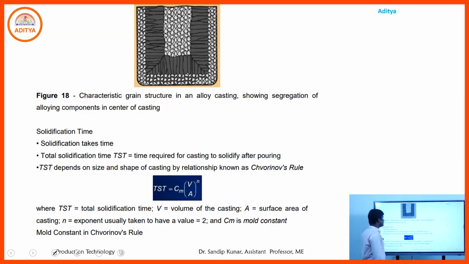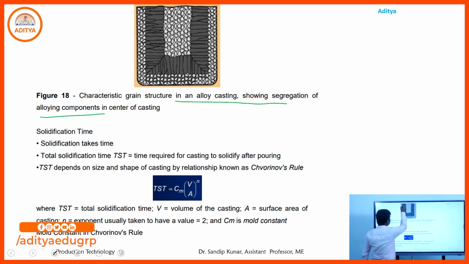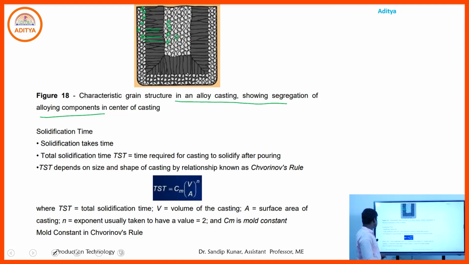Another thing we have seen is the grain structure in alloy casting, showing segregation of alloying components in the center of the casting. This figure shows that in the case of an alloy, that type of grain structure forms at the mold surface, then the columnar grains are formed, and then again grains form in the middle zone, in the center of the casting.